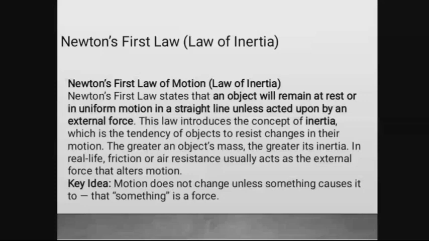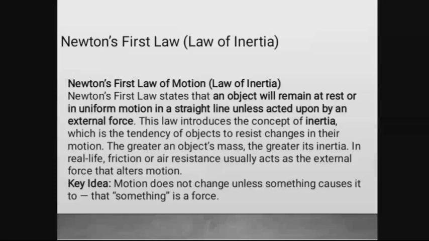So here it says the law introduces the concept of inertia, which is the tendency of an object to resist change in its motion. The greater an object's mass, the greater its inertia. In real life, friction or air resistance will usually act as an external force to alter motion. So this is what I was saying. Our Earth is very big. Any force that exists in space is very small compared to the size of the Earth. So before the Earth can stop its movement around the sun, the force that acts upon it needs to be greater than the motion the Earth is moving at. So let's leave that aside first and focus on the other portion so we can move forward.